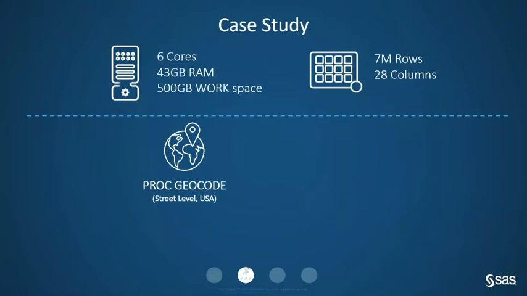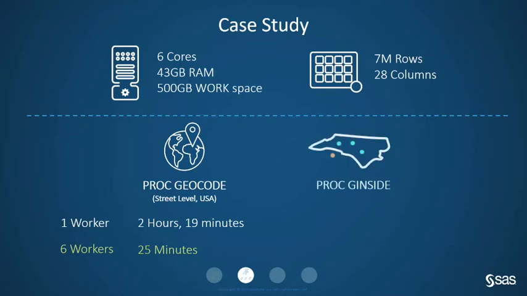If you've ever done street level geocoding, it's a memory intensive, IO intensive, CPU intensive process that really runs it through a lot of different processes because it's trying to do all this matching, and it can take quite a while. With 1 worker, this took 2 hours and 19 minutes. We split it out to 6 workers, 25 minutes, way faster.